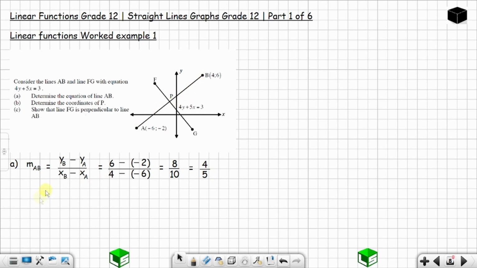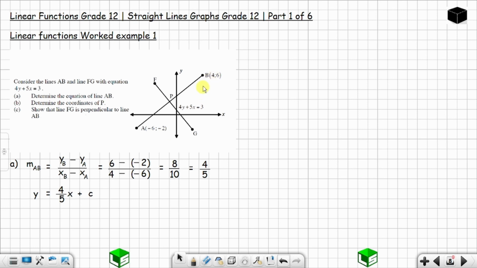Now the equation of the line in the standard form is y is equal to 4 over 5 x plus c. This is in the form y is equal to mx plus c. This is your gradient. Now what you have to get is the value of c. You can get the value of c using any point which is on the line AB. So you can use A or B.